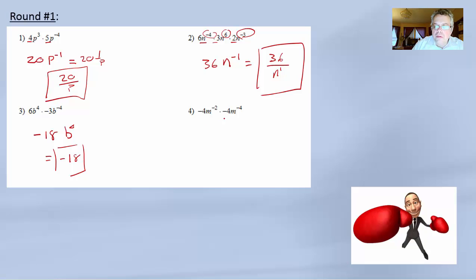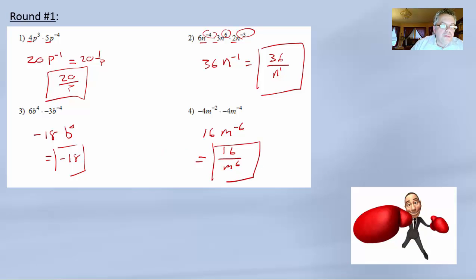All right, last one on this round. So negative 4 times negative 4 is 16. And then when we add exponents on the m, we get negative 6. Okay, so 16m to the negative 6. We're going to write this as 16 over m to the positive 6, and we're done.